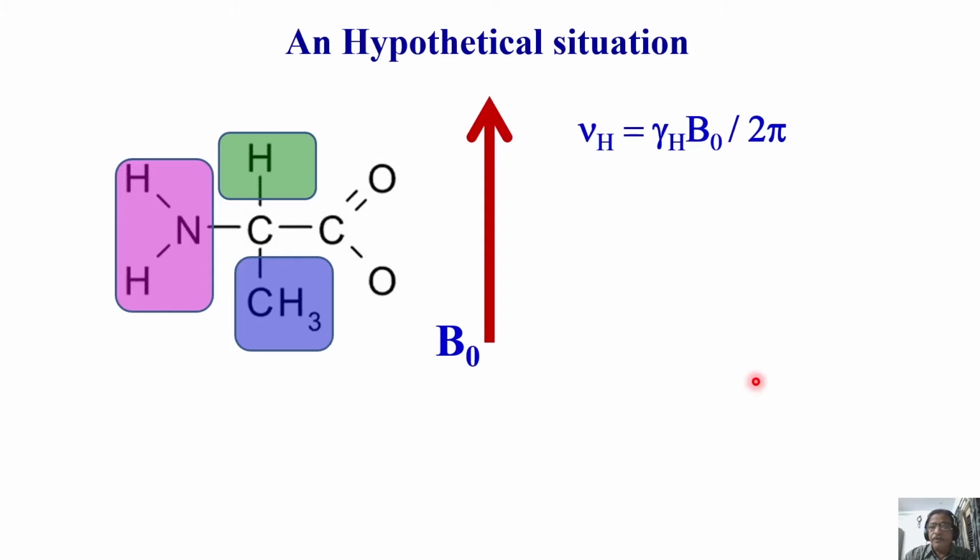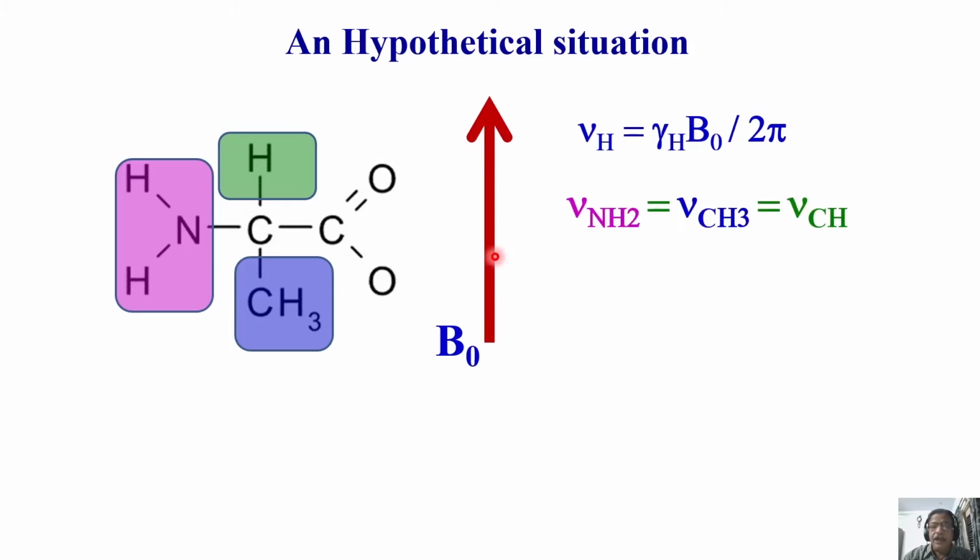Now, if you proceed further in this molecule, according to this equation, do you find any distinction between different protons present here? This is a general equation. It does not say the resonating condition, whether it is for NH protons or CH proton or CH3 protons. This equation does not distinguish any of these functional groups.